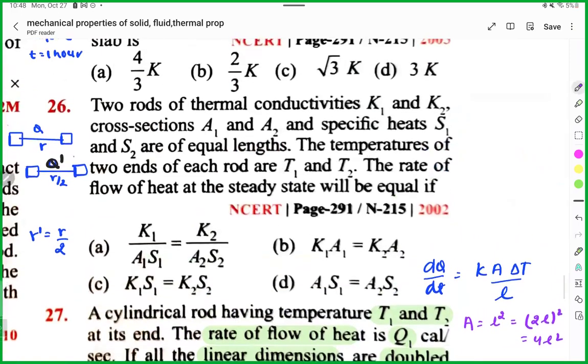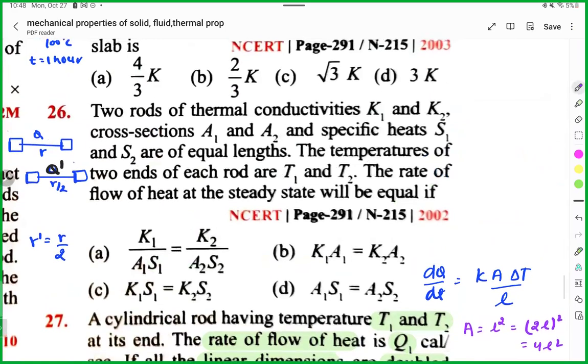Two rods K1, K2, areas A1, A2, lengths are equal, temperatures T1, T2. What will be the rate of flow if H1, H2 is also equal?